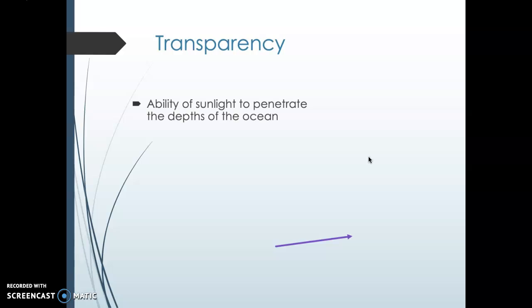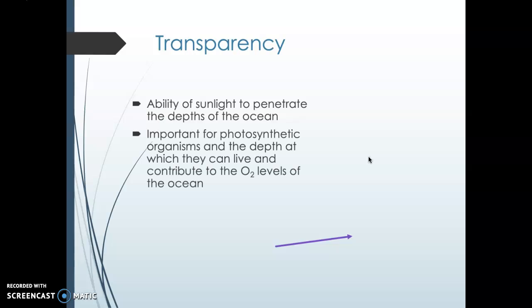So transparency is just the ability of sunlight to penetrate through the depths of the ocean. This is really important for photosynthetic organisms. As you might imagine, photosynthetic organisms can't live in the deep ocean because there's no light down there. So they're limited to the surface waters. And they also, because of photosynthesis, help contribute to oxygen levels. As a matter of fact, not just to oxygen levels in the ocean, but also in the air that we breathe. About 2/3 of all of our oxygen is produced by organisms that live in the ocean.